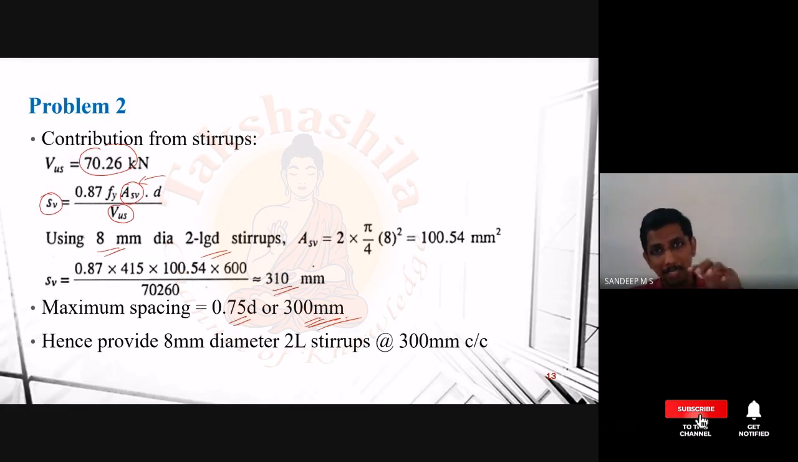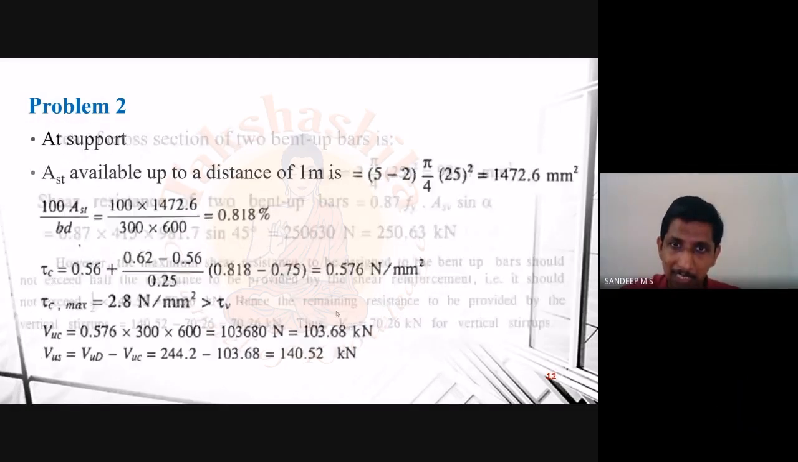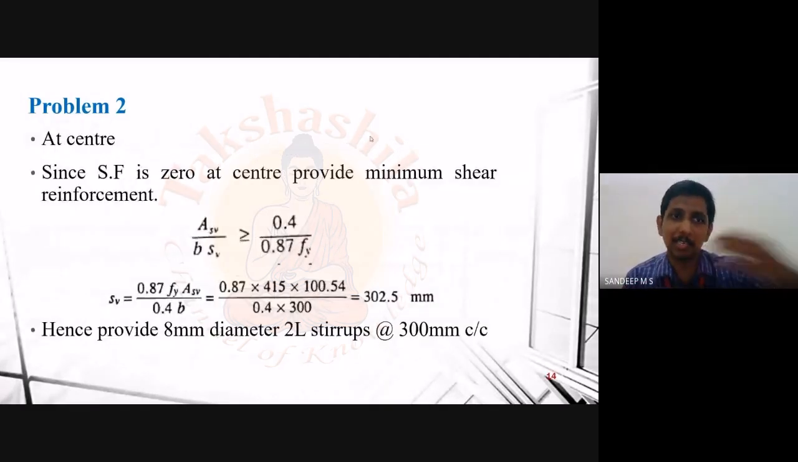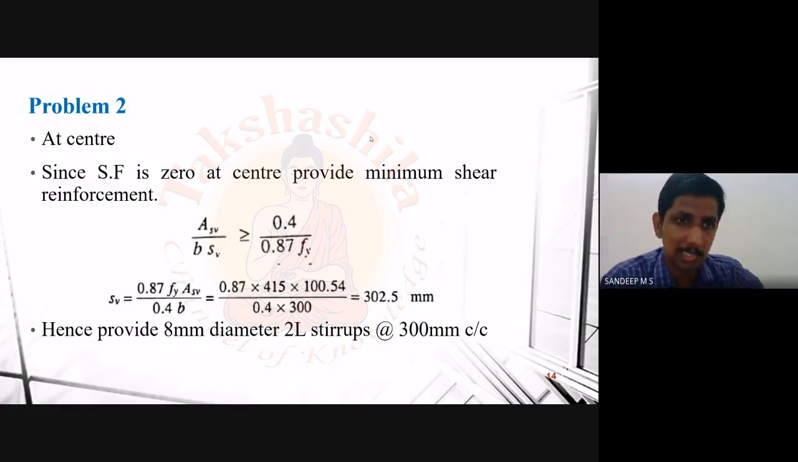So this completes the shear design at our first section. Right now we have taken only one section, that was our critical section. So we have now performed the shear design at the critical section. After this, at the center, we know that in this particular problem we have a simply supported beam carrying a UDL. So at the center, the value of shear force will be anyway 0.